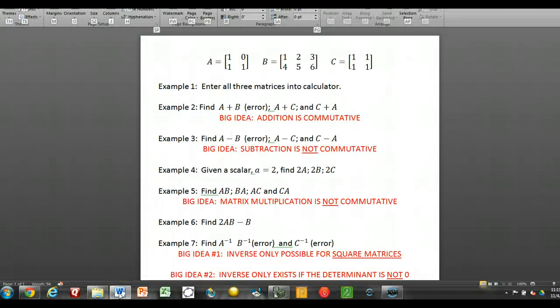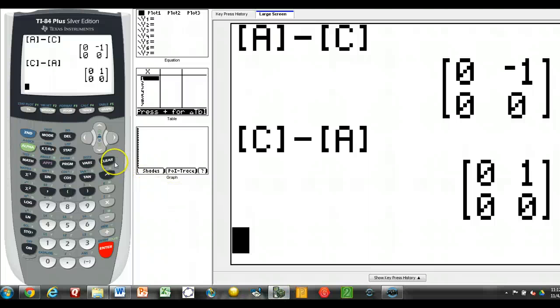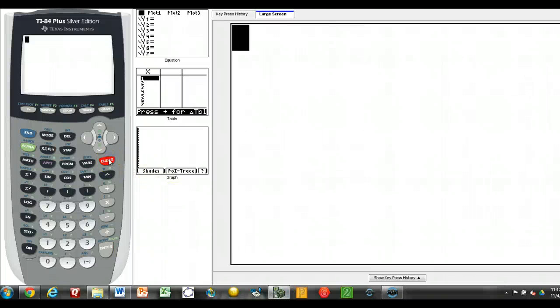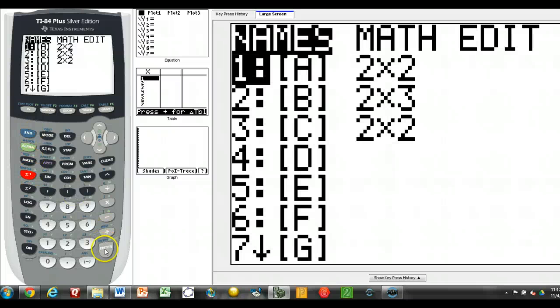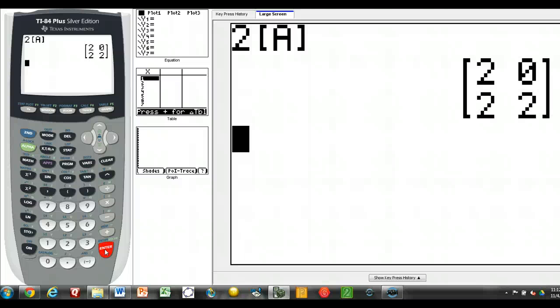Now finally, in example 4, if we're given a scalar, let's just call it 2, then we're going to find 2 times A, 2 times B, and 2 times C. So let's go back to our calculator. Let's go ahead and clear out what we just did. And we want to say 2 times matrix A. So we could hit the multiplication symbol, but we don't really need to, so I just want 2 times A. Enter. And there it is.